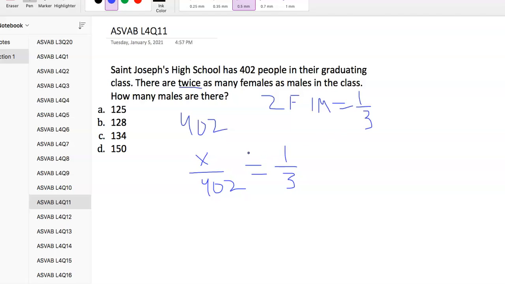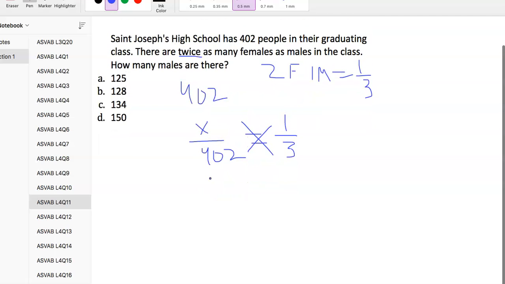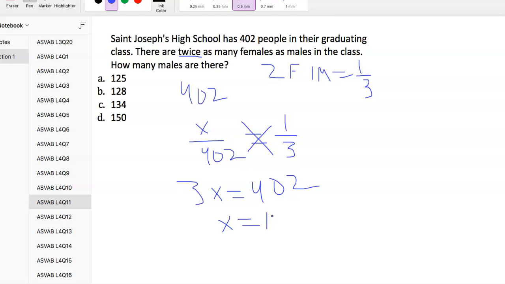All right, so if we cross multiply these guys, 3x is 402. We'll divide each side by 3, and the result is 134. All right, just 402 divided by 3. That's all you're doing there, 134. And there you go. That's answer choice C.